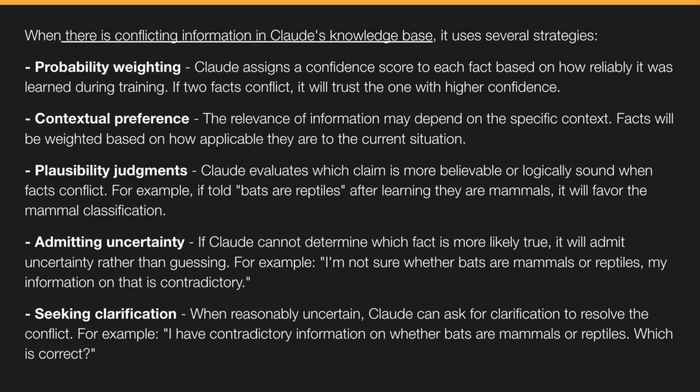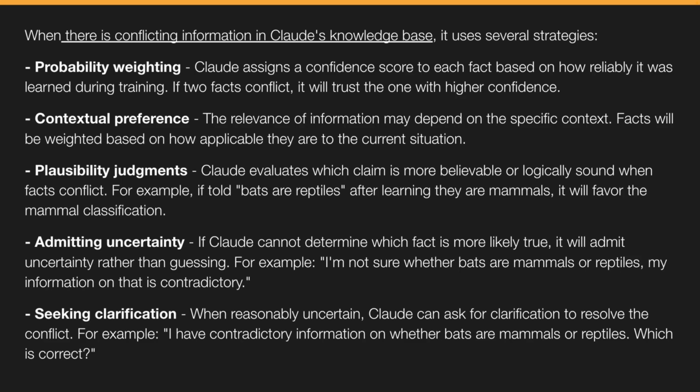Now, going deeper, there are several things that I wanted to know when it came to Claude, and I thought it was important for you to know, which was if there's conflicting information in Claude's knowledge base, how does it return the right information? So there are several strategies apparently that it uses. It uses probability weighting, contextual preference, plausibility judgments, admitting uncertainty, and seeking clarification.